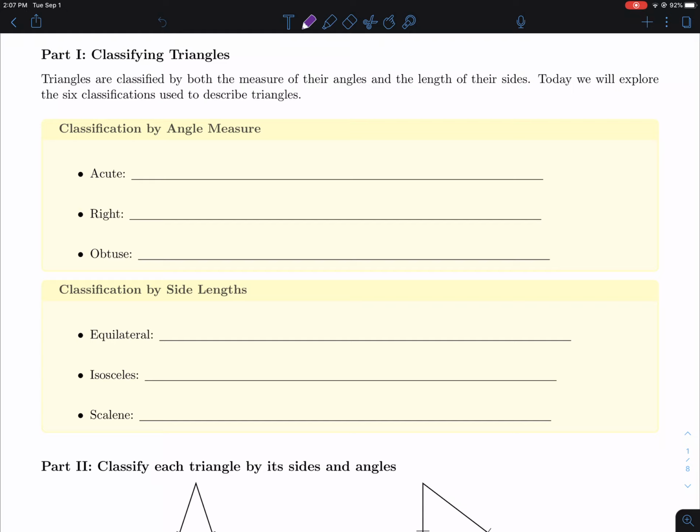So acute, hopefully everybody remembers an acute triangle is one where all of the angles in the triangle are acute. Remember, acute angles are angles that are bigger than 0 but less than 90. So an acute triangle is a triangle where all angles are acute. So a right triangle, remember, a right angle is a 90-degree angle. So a right triangle is a triangle that has exactly one right angle.